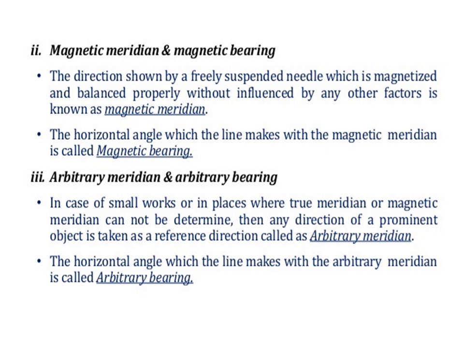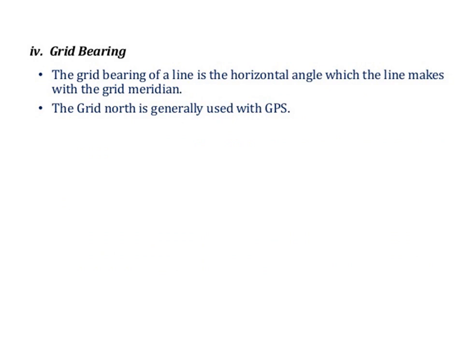Then we are going to see the arbitrary meridian and arbitrary bearing. In case of small works or in places where true meridian or magnetic meridian cannot be determined, any direction of a prominent object is taken as a reference direction, called arbitrary meridian. Then the horizontal angle which the line makes with the arbitrary meridian is called arbitrary bearing. The next term is grid bearing. The grid bearing of a line is the horizontal angle which the line makes with the grid meridian. The grid north is generally used with a GPS, that is global positioning system.